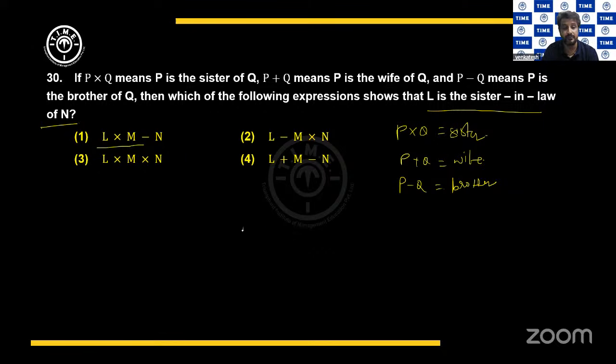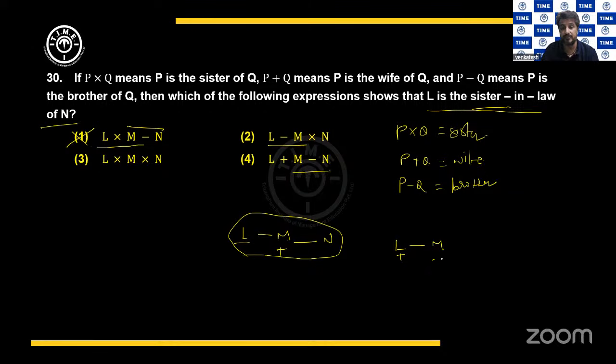What is the L cross M? L is the sister of M. M minus N, M is the brother of N. But still they need the relation, sister-in-law. But actually what we are reading here, all these three are siblings, not the first option. Let's go to the second option. L minus M. L is the brother of M. M minus N. M is the brother of N.